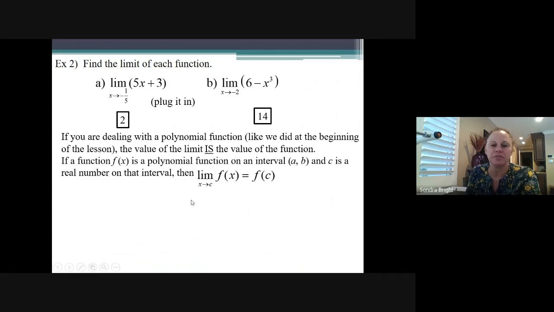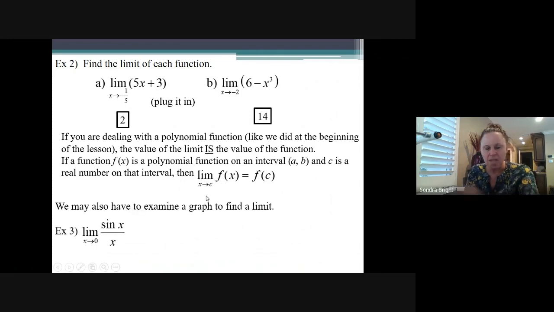If it's a polynomial function, you can just plug it in. But if you plug it in and you divide by 0, you've got to do another strategy. For example, this guy, sine of x over x, the limit as x goes to 0. Well, when you plug in a 0 into x here, you could try it, right? That's what I would always do. Try plugging in a 0, but if you divide by 0, forget about it.